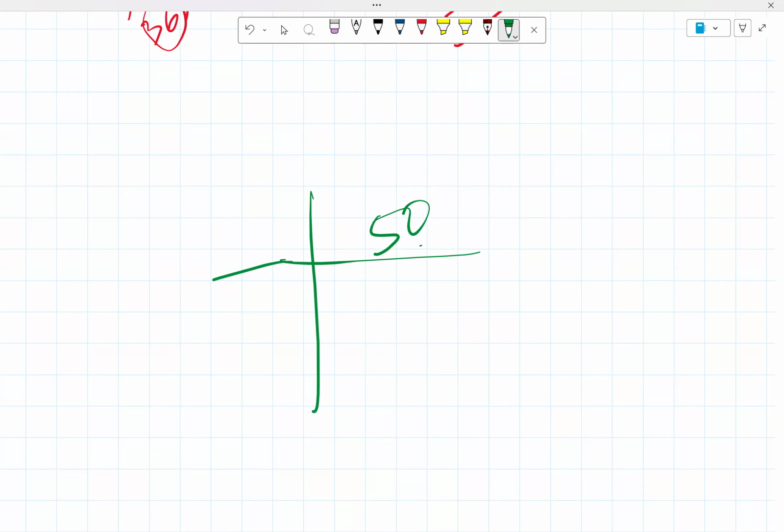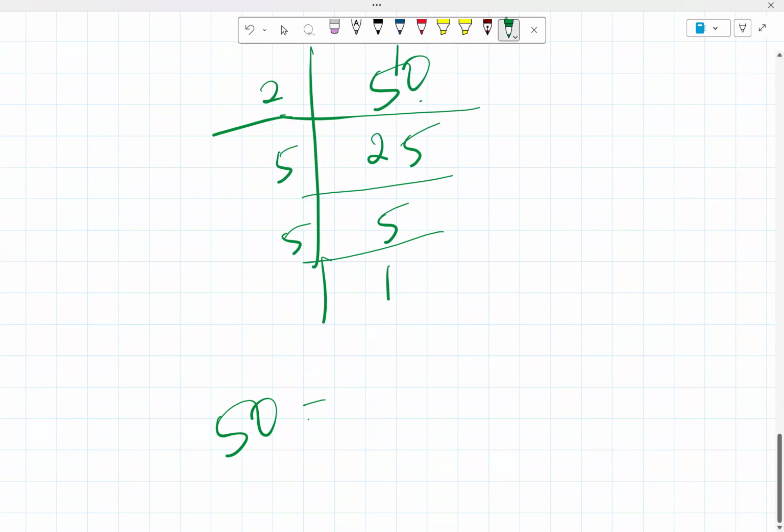Clearly, it ends with 0, so it means 2 can divide it. So 2 goes in 5 2 times, remainder 1. 2 goes in 10 5 times. This is 25. 5 can surely divide anything that ends in 5. 5 in 25 is 5, then 5 again. 5 in 5 is 1. So at the end of the day, you see that 50 is equal to 2 times 5 times 5.